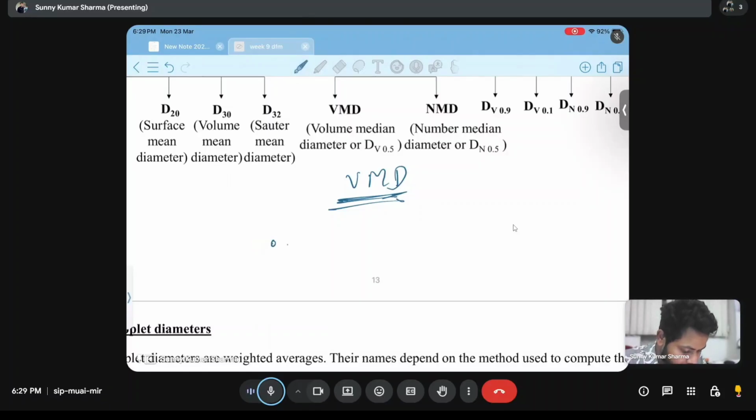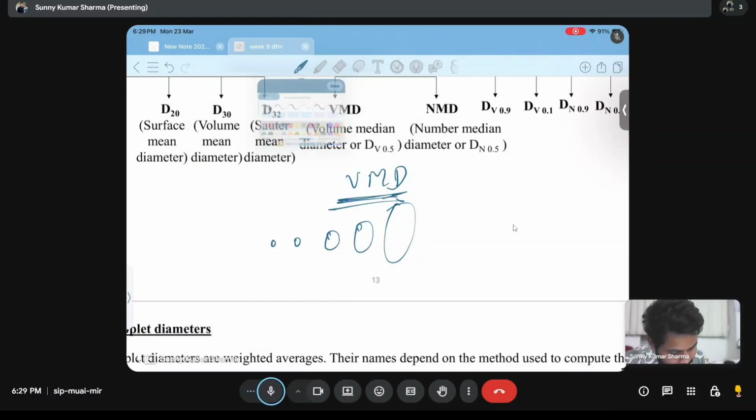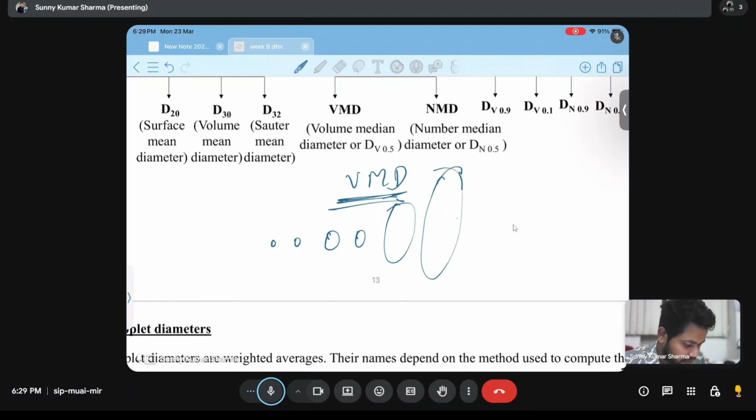Suppose for the smaller diameter this is the volume. I'm just giving one example. The next volume is this one, and the next droplet's volume is this one. This is just representing suppose quantity. Next volume is this one, and next volume is suppose this one. So how many droplets are there? Seven droplets are there.